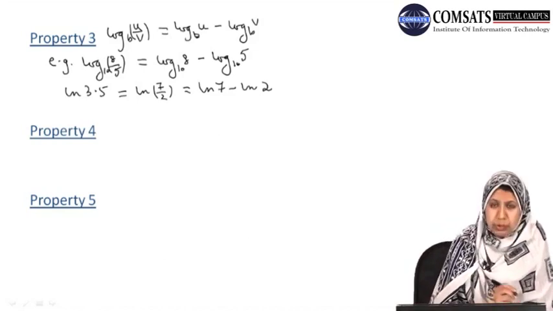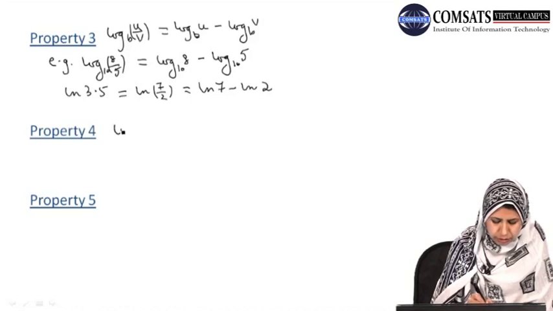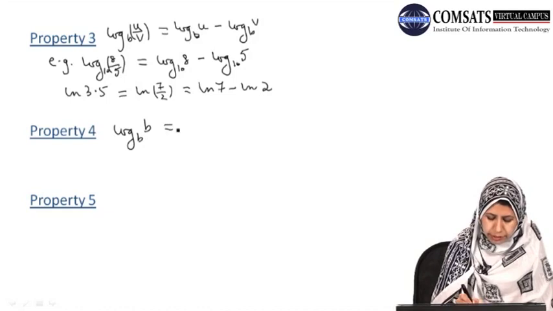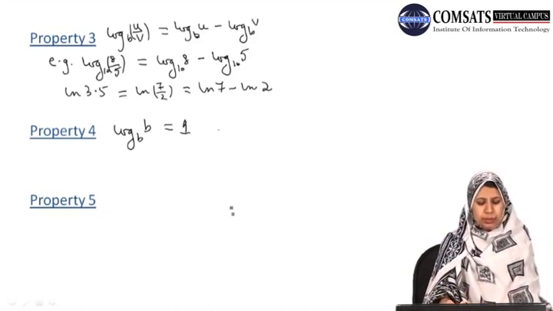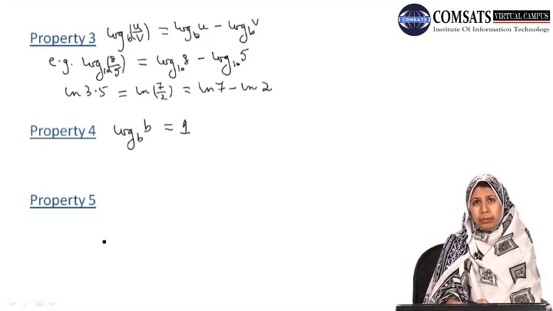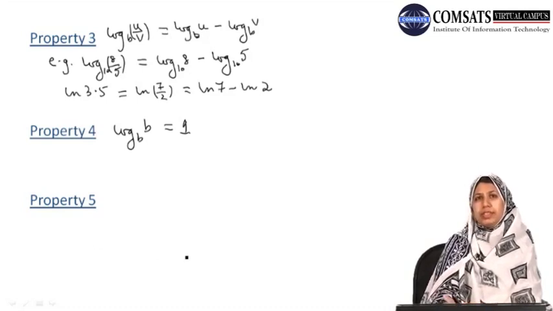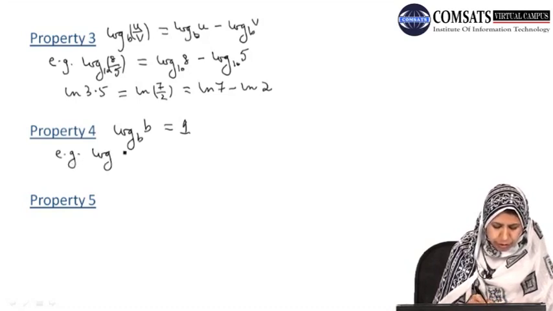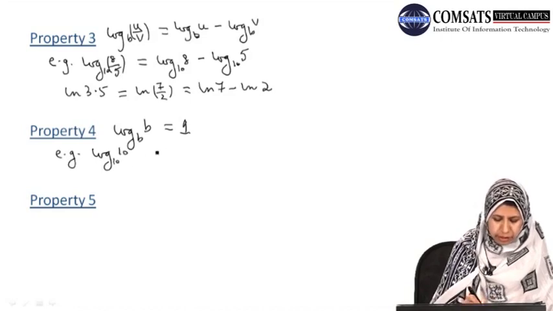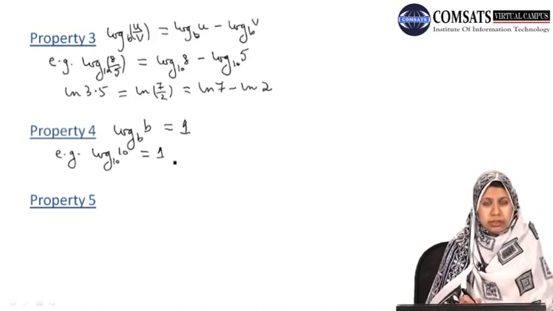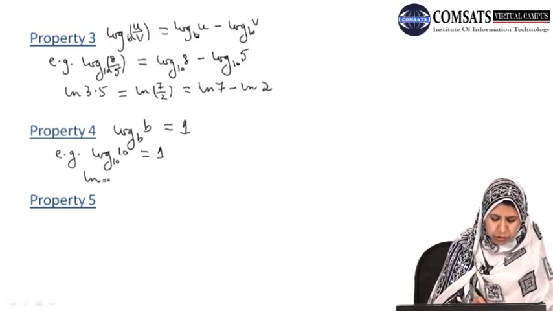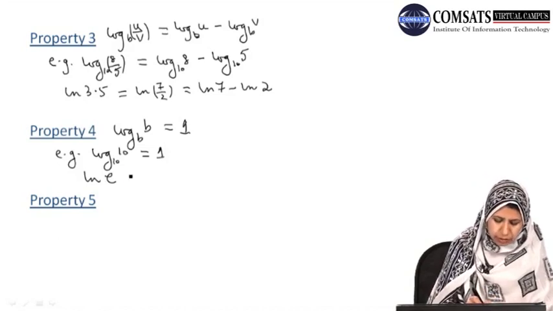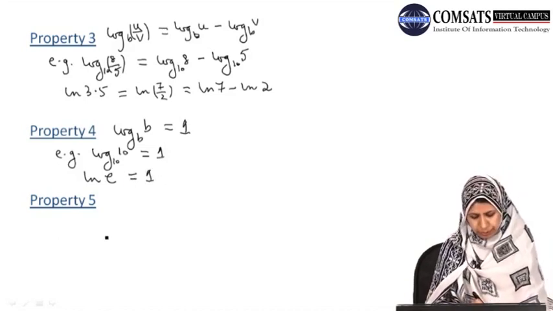Now we come to our fourth property, that log of b with the same base b is equal to 1, which means that log of any number with the same base is always equal to 1. For example, log of 10 to the base 10 will be equal to 1. Natural log of e, and natural log means log to the base e, will always be equal to 1.